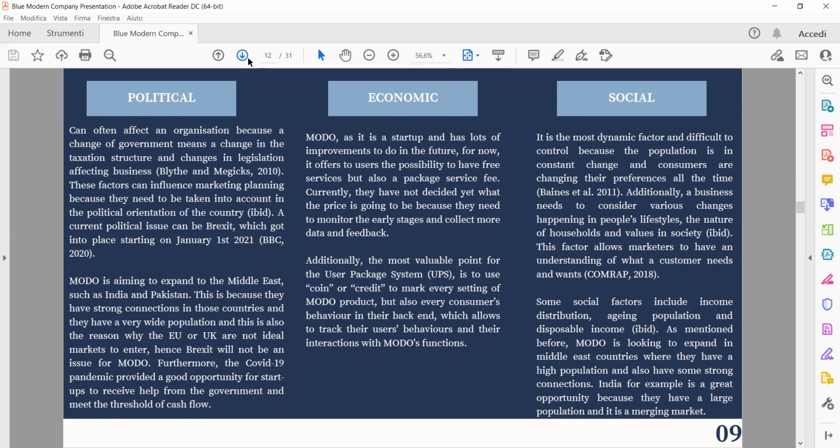Social is the most dynamic and difficult factor to control due to the continuous changes in the population and also in the consumers' preferences. Modo is looking to expand to high population countries, especially in the Middle East, because they have strong connections. A good example is India, also because it's an emerging market.